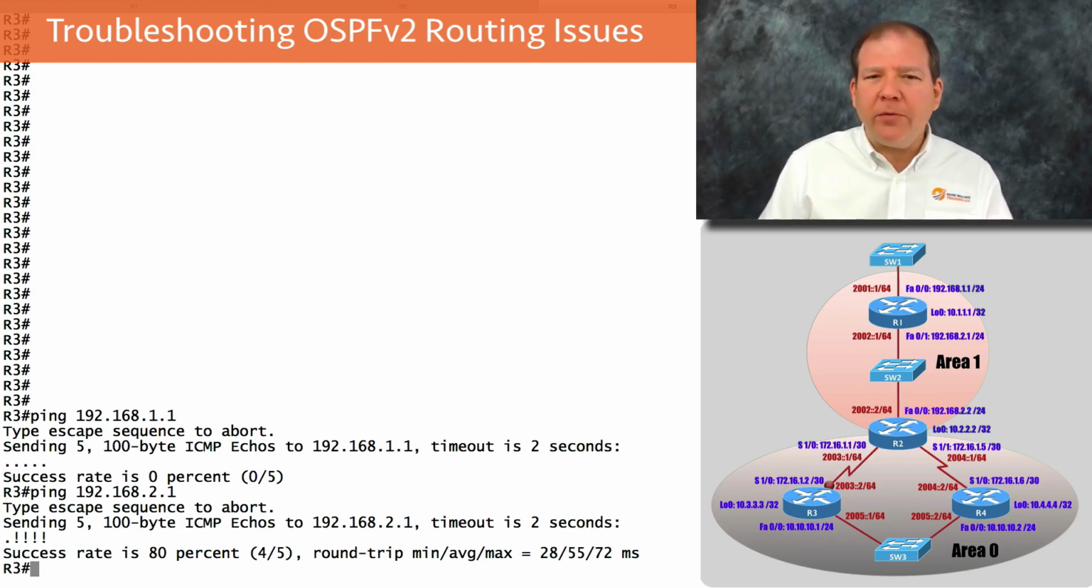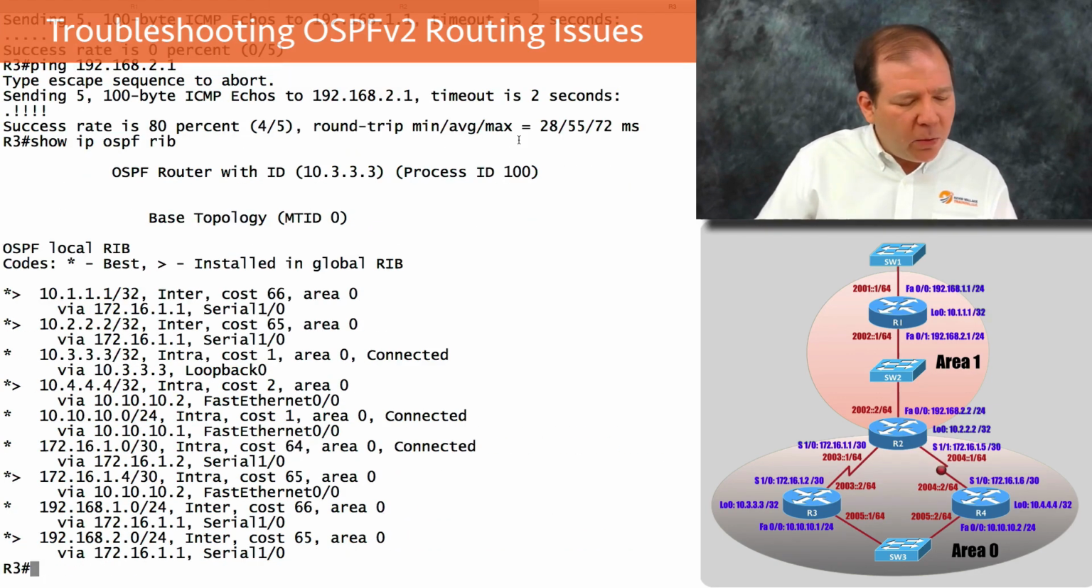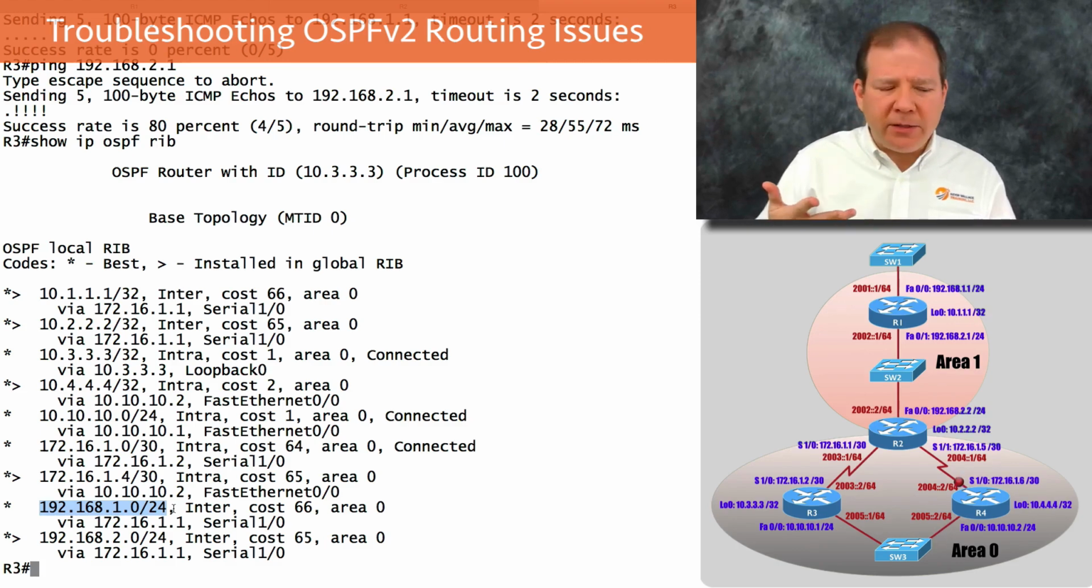Well, here's a way on R3 that we can peer into the OSPF RIB, the routing information base, to see exactly what it has learned. What networks does it know about? Let's do a show ip ospf rib command. Do I know about the 192.168.1.0 network? Oh, look at this. I actually do know about that. I know about that, but I don't seem to be able to get to it.